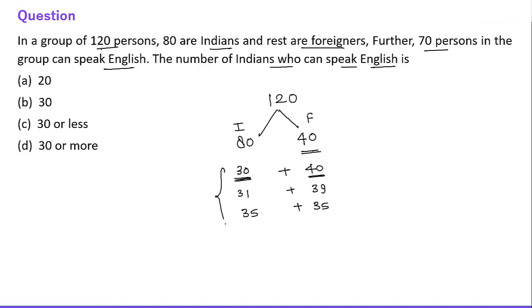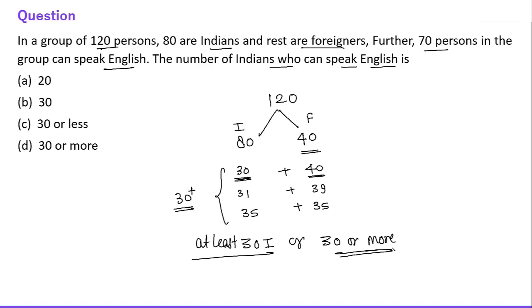It means at least 30 Indians can speak English. You can say 30 or more Indians can speak English. So this is the correct answer, option D is the right choice. The question asks the number of Indians who can speak English, so the correct answer is 30 or more. Okay everyone, fine. Now let's move to the next question.